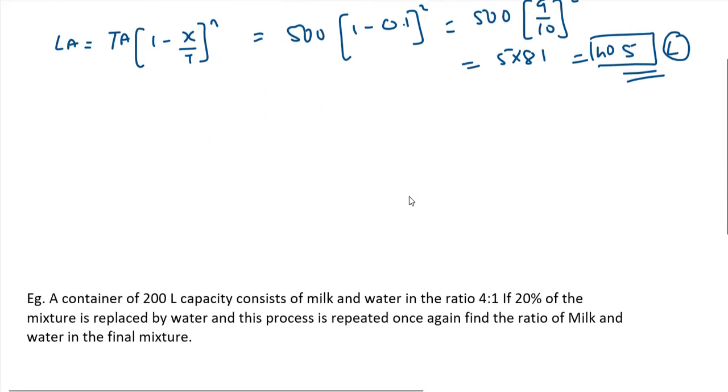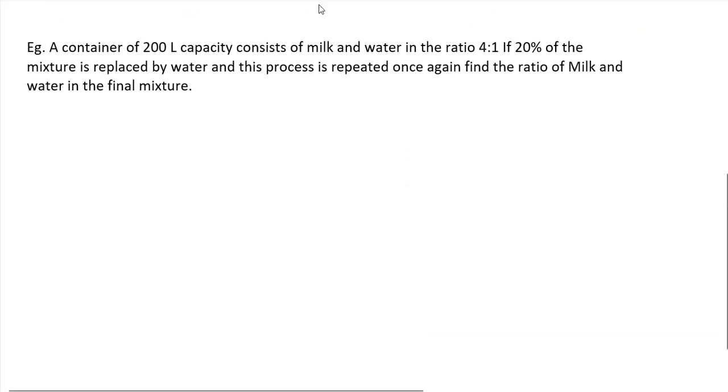Let us take one more example. A container of 200 liter capacity consists of milk and water in the ratio 4:1. If 20% of this mixture is replaced by water and this process is repeated again, find the ratio of milk and water in the final mixture. So now we have a container of capacity 200 liters. This is the total capacity T, which is 200. It consists of milk and water in the ratio 4:1.